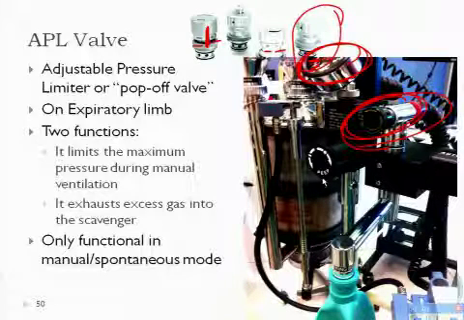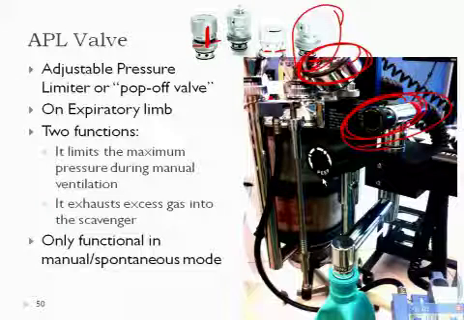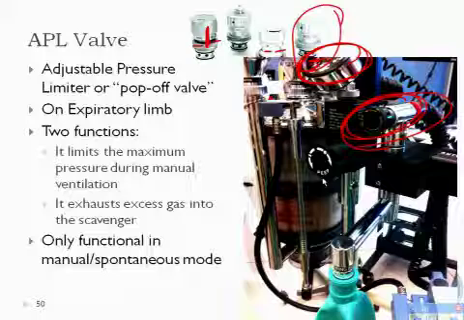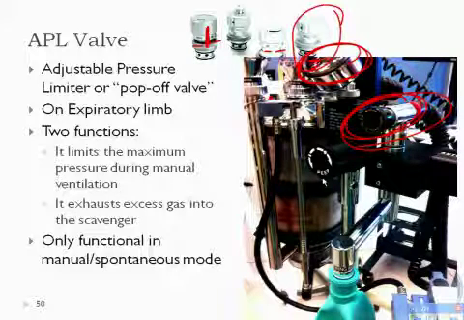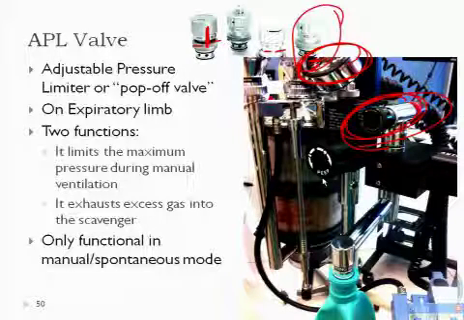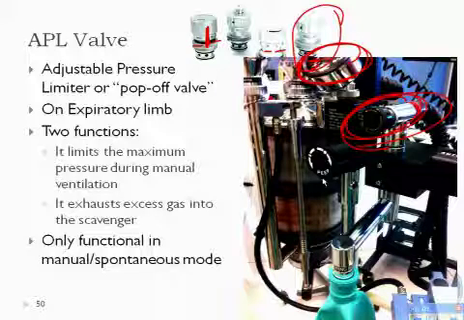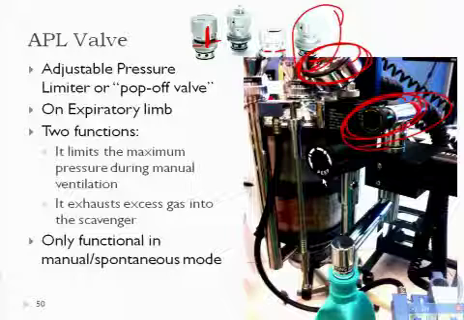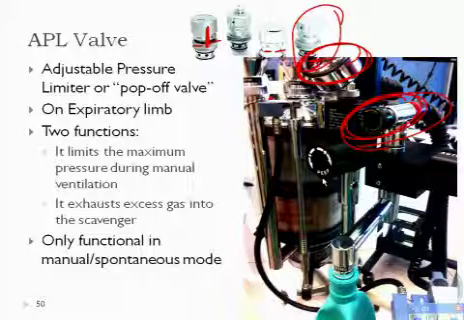So that's not testable for this, but your APL valve, that's called your pop-off valve. It's on the expiratory limb. So as you're breathing out, you're breathing against your pop-off valve. Okay, if it's completely closed, you cannot exhale anything. It does not work when you're ventilating somebody. It only works if you're spontaneously breathing. Okay. If you're spontaneously breathing, or if you have them on manual, if you're bagging them, then it works.